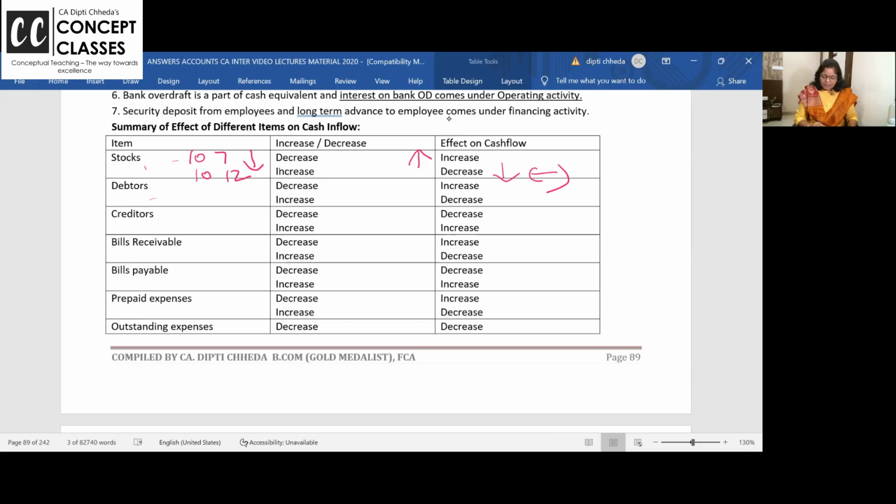Debtors. Debtors क्या हो रहे हैं? Decrease हो रहे हैं, कम हो रहे हैं. तो cash क्या हो जाएगा? Increase. Debtors are increasing. Oh, my debtors were 27, now they are 30. 3 rupees more is blocked in debtors, the cash will decrease. Confused or clear? कोई भी करो.